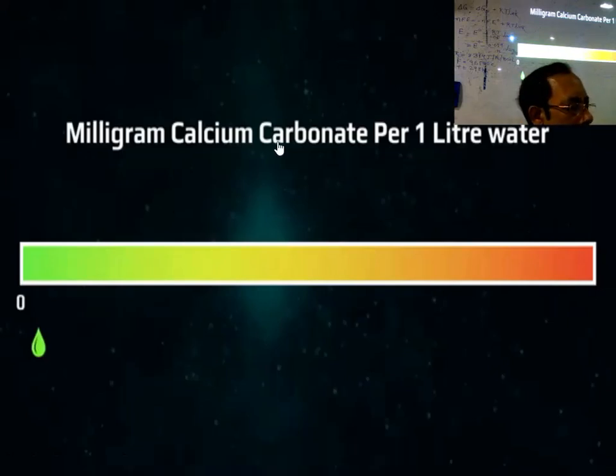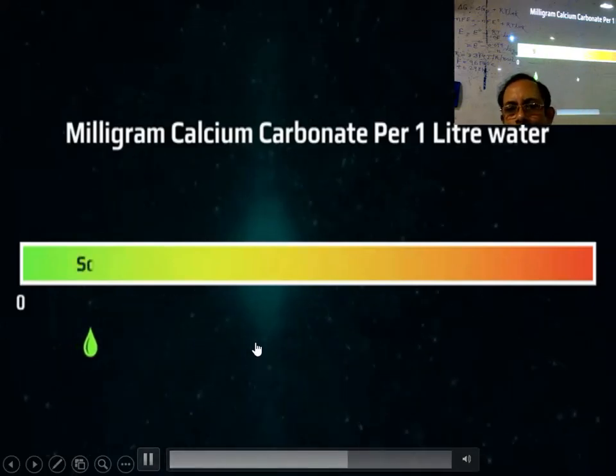For example, 111 grams of calcium chloride can be considered equivalent to 100 grams of calcium carbonate, because the molecular weight of calcium carbonate is 100 and that of calcium chloride is 111. So 111 grams of calcium chloride is equivalent to 100 grams of calcium carbonate. Accordingly, all different salts we consider in terms of calcium carbonate equivalent, and that is called degree of hardness of water.